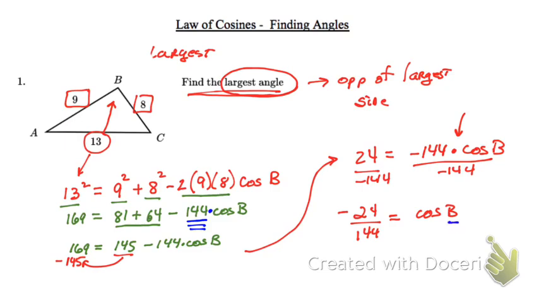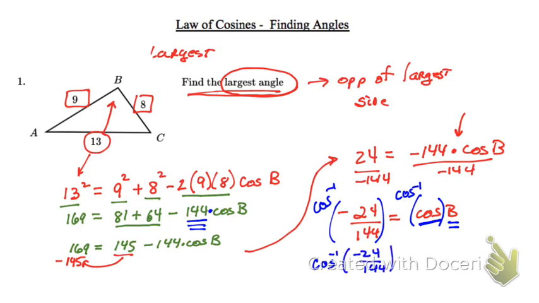But we are trying to get B by itself, so we got to remember some past material here. How do I get rid of this cosine right here? I do an inverse cosine. That will make them cancel out. I just got to do it on both sides. So what do we end up with? We end up with the inverse cosine of our negative 24 over 144 will equal, these inverse cosine and cosine will cancel out, angle B.